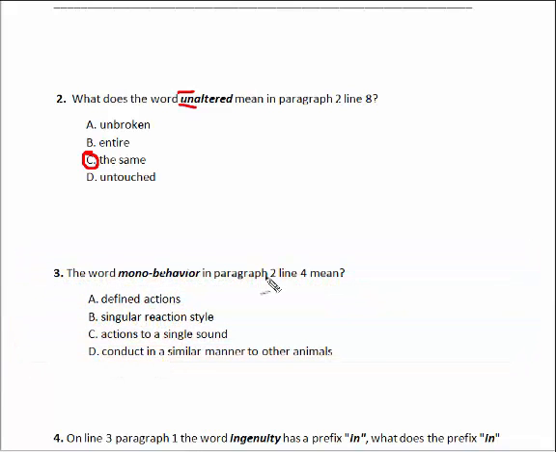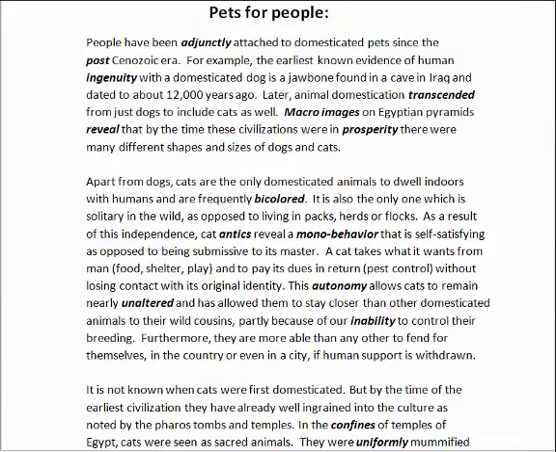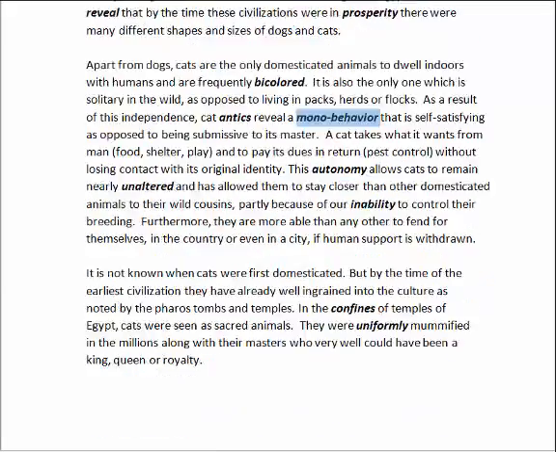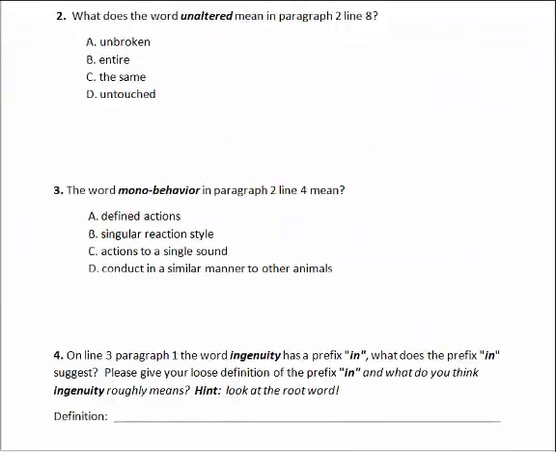The word monobehavior in paragraph 2, line 4. Well, first of all, we see that we have a prefix mono. Mono means one. Behavior is a root word. So we have one type of a behavior. We come over here and we use a couple other things to take a look and see. We're going to use the surrounding area, read the sentence before and after. It says, as a result of this independence, cats, the main subject, cats have one behavior, and that one behavior is self-satisfying. So let's go over here and take a look at the answers here.